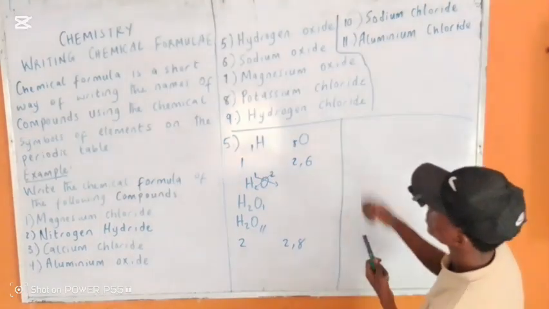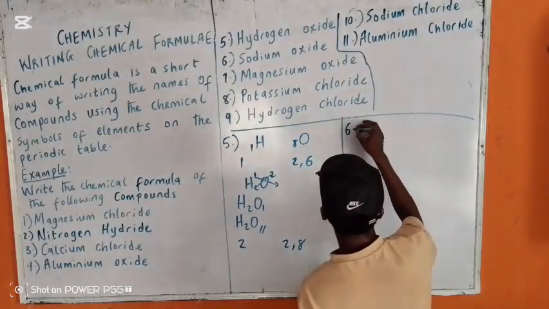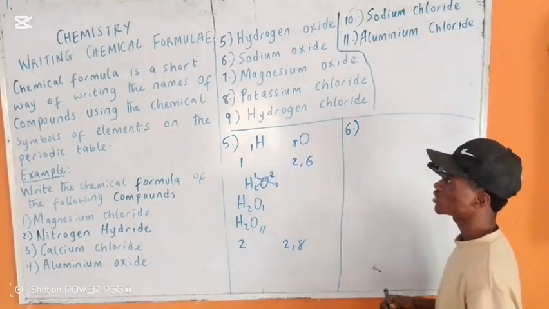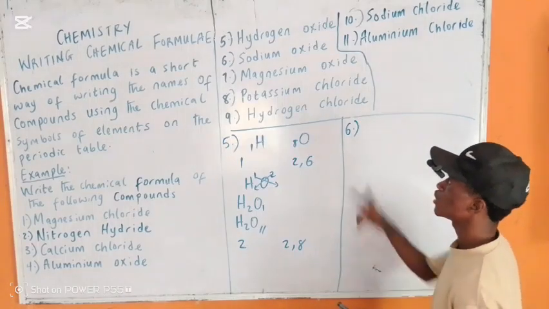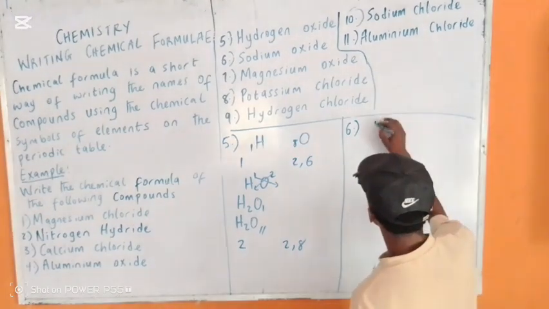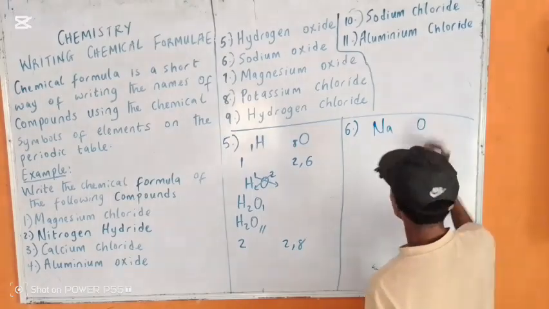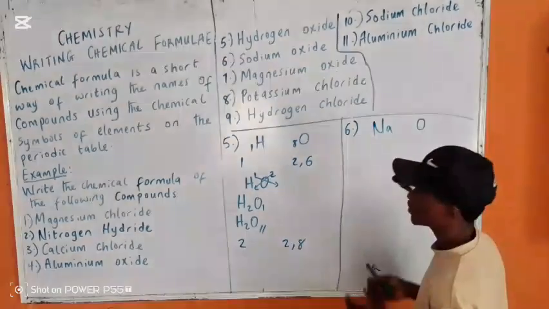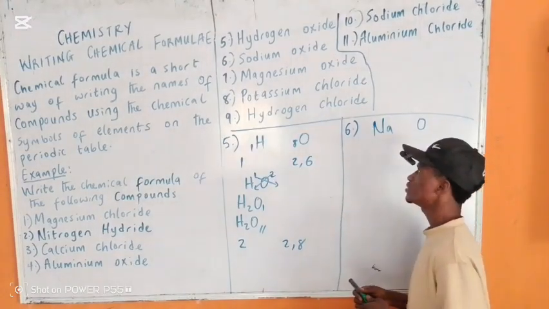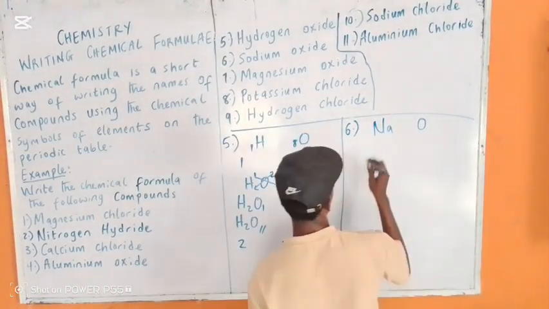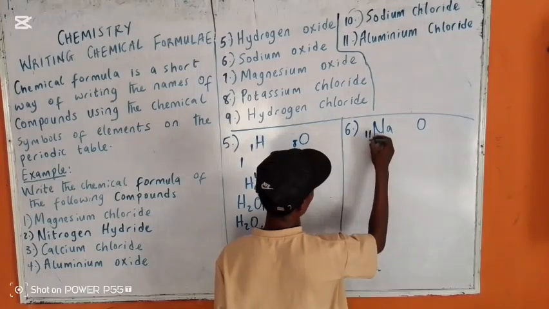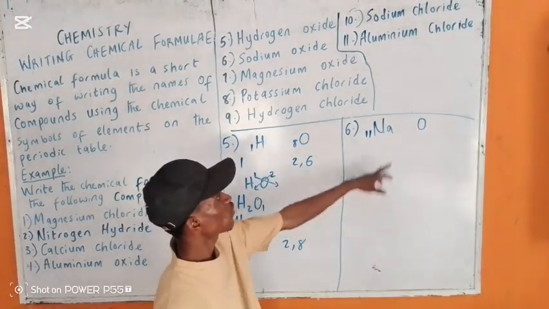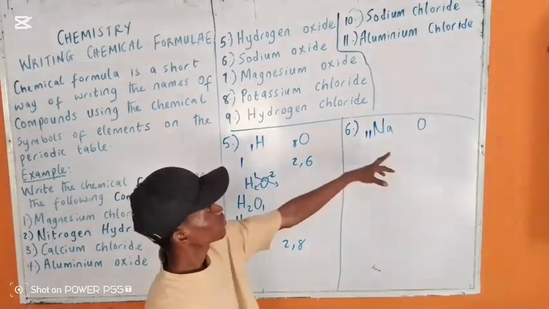For number 6 now, we have sodium oxide. Also, we have 2 elements present here, which are sodium and oxygen. Now, what is the atomic number of sodium? The atomic number of sodium is what? 11. The atomic number of oxygen is what? 8.